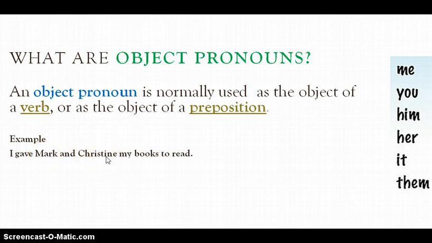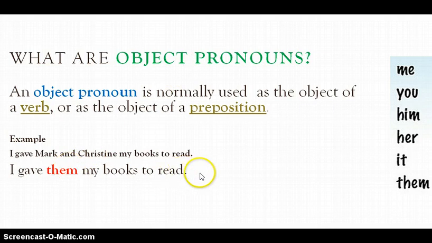So if we need to replace Mark and Christine, we could use a pronoun here. So let's see what pronoun we can use here. I give them my books to read. So them in this example is replacing what? Mark and Christine. And at what position does it come? It comes after the verb. So object pronouns come after the verb.